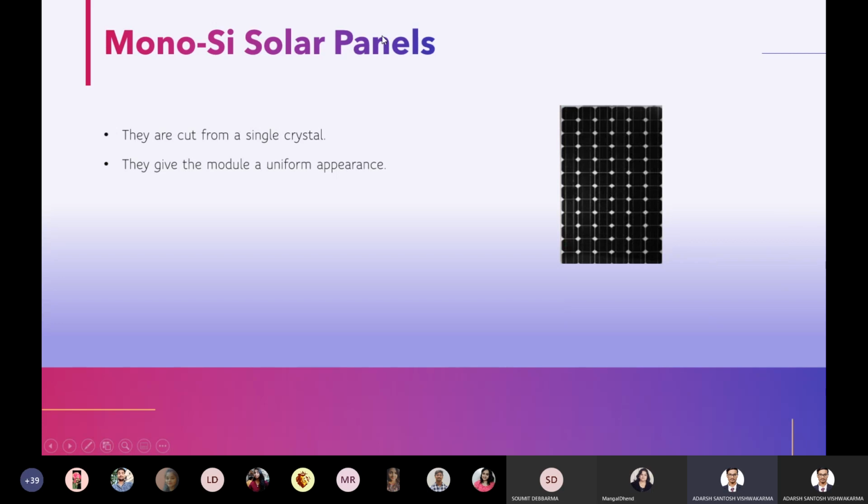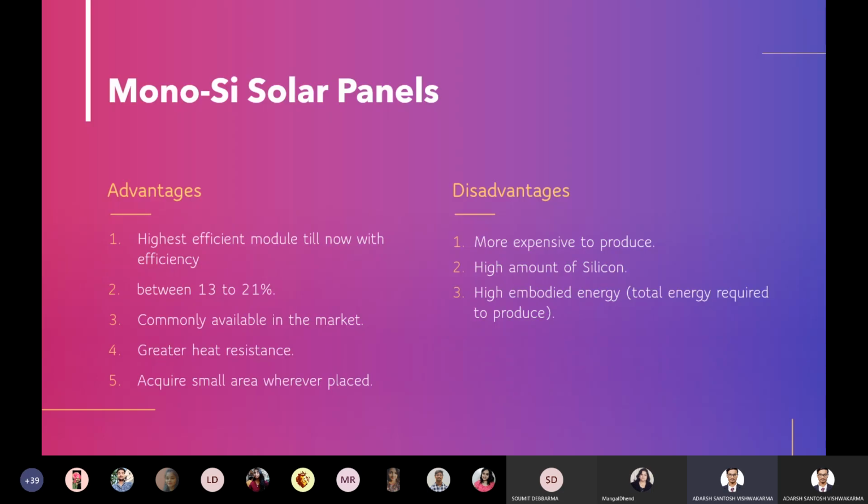Monosilicon solar panels are made from a single crystal, and they have a very uniform appearance, and they have a black appearance compared to polysilicon solar panels. Advantages of monosilicon solar panels: they're highly efficient.